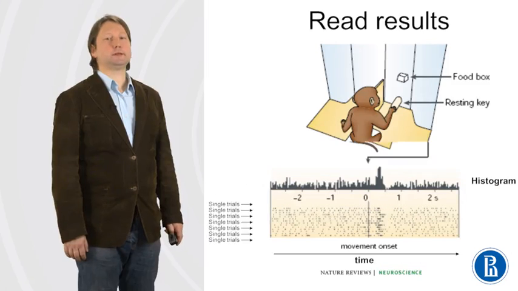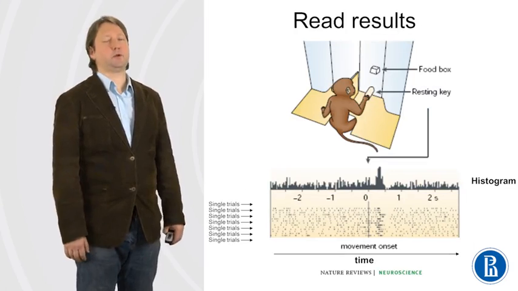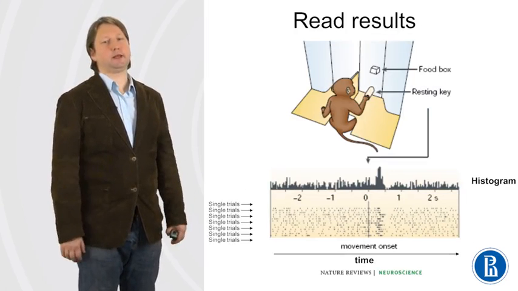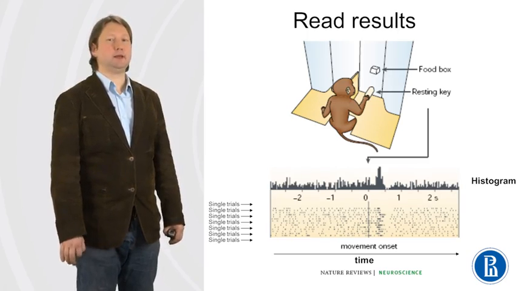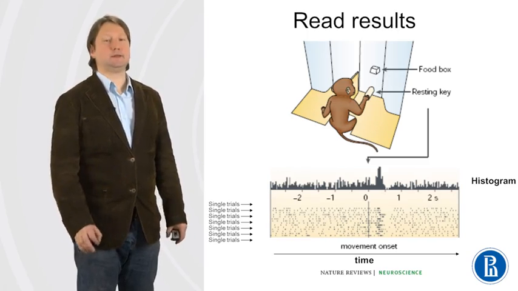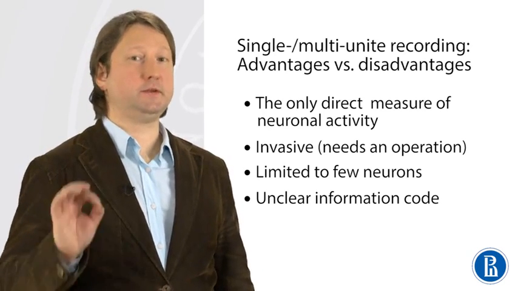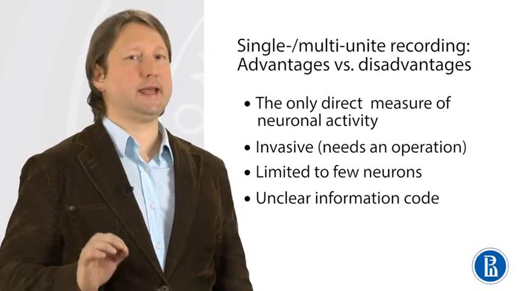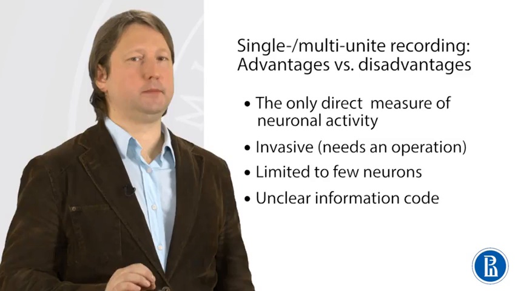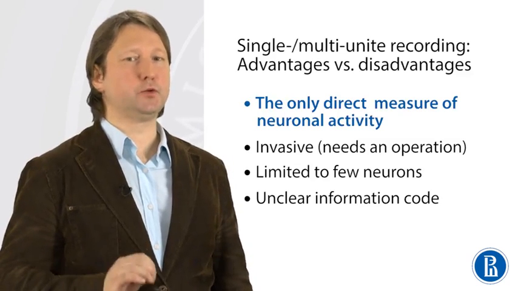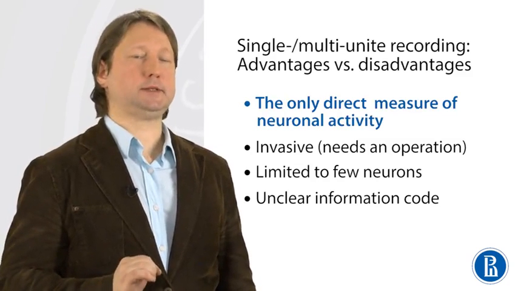We can visualize this reaction of the neuron using a histogram. We can calculate the firing rate, the number of spikes per second. You clearly see that when the monkey touches something that has a value, these neurons are activated. So using this method, we can record the activity of the single neuron or the activity of a few neurons at the same time. This is a very important method because we can directly measure the neuronal activity here. That's the only method that helps us to do it.